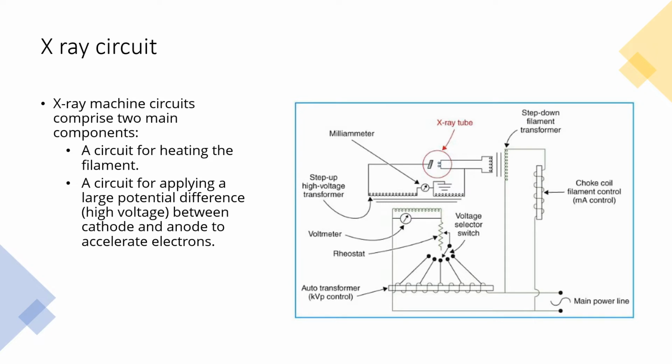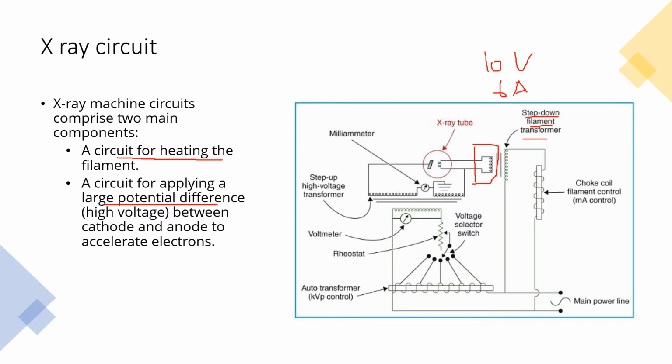Now coming to the X-ray circuit. The X-ray circuit's main objective is to produce heat through current. Okay. Now let's divide it into two main components. One is a circuit for heating the filament, and the other is a circuit for applying a large potential difference between the cathode and anode to accelerate electrons. So this is our hero, the X-ray tube. Now this filament is the cathode. This cathode requires 10 volt, 6 ampere current. This is achieved by a step-down filament transformer from the main power line.